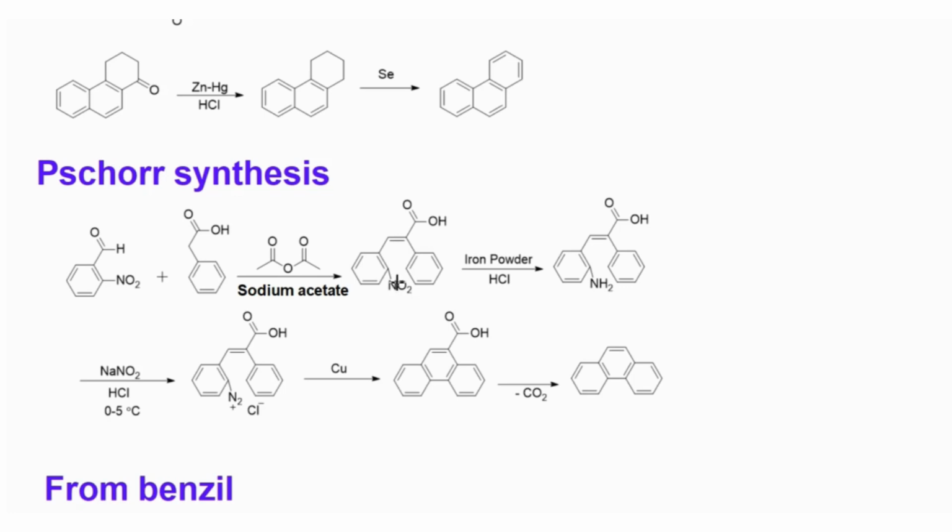Okay. After that, this nitro group is reduced in the presence of iron powder and HCl. So we get nitro to amine, followed by a diazotization reaction. I taught you already how to do the diazotization reaction, the conditions and the reaction mechanism. If you want to learn more about diazotization reactions, please go through the description link which I have given. Then it forms the C-C linkage in the presence of copper powder. So it is connected, followed by decarboxylation. There is a removal of carbon dioxide to get the phenanthrene ring.